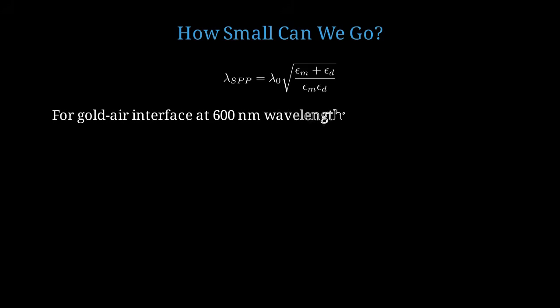Let's calculate a real example using a gold-air interface at 600 nanometers wavelength. For gold, the dielectric constant is approximately negative 11.5 plus 1.2 i. For air, epsilon d equals 1. This gives us a surface plasmon wavelength of approximately 580 nanometers, slightly smaller than free space.